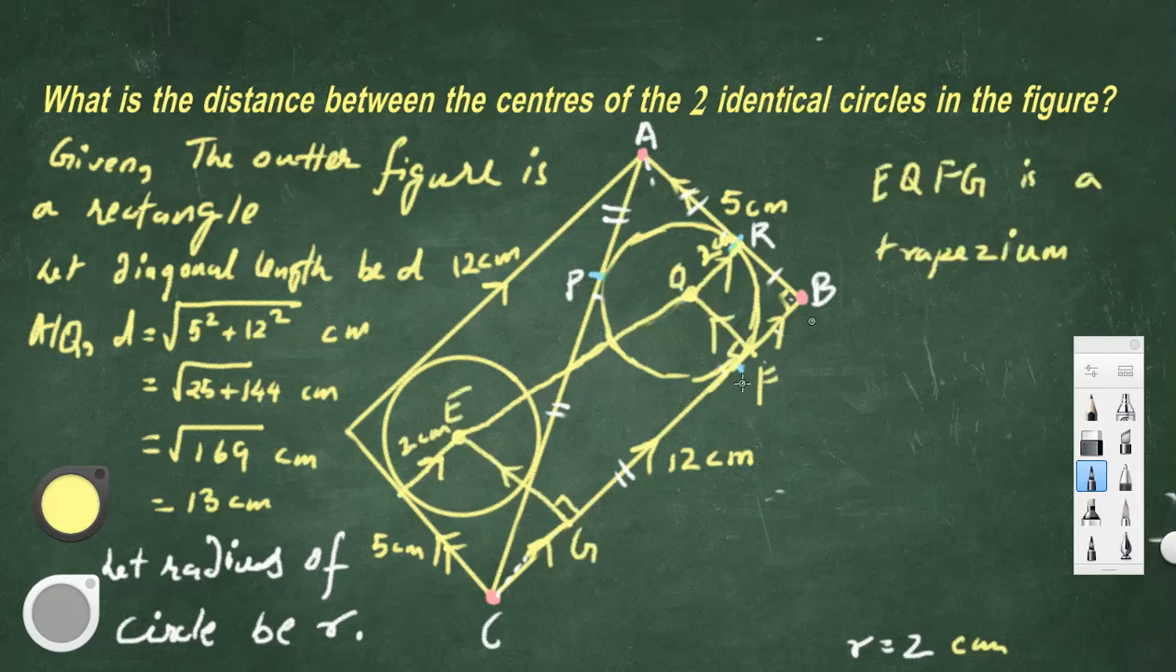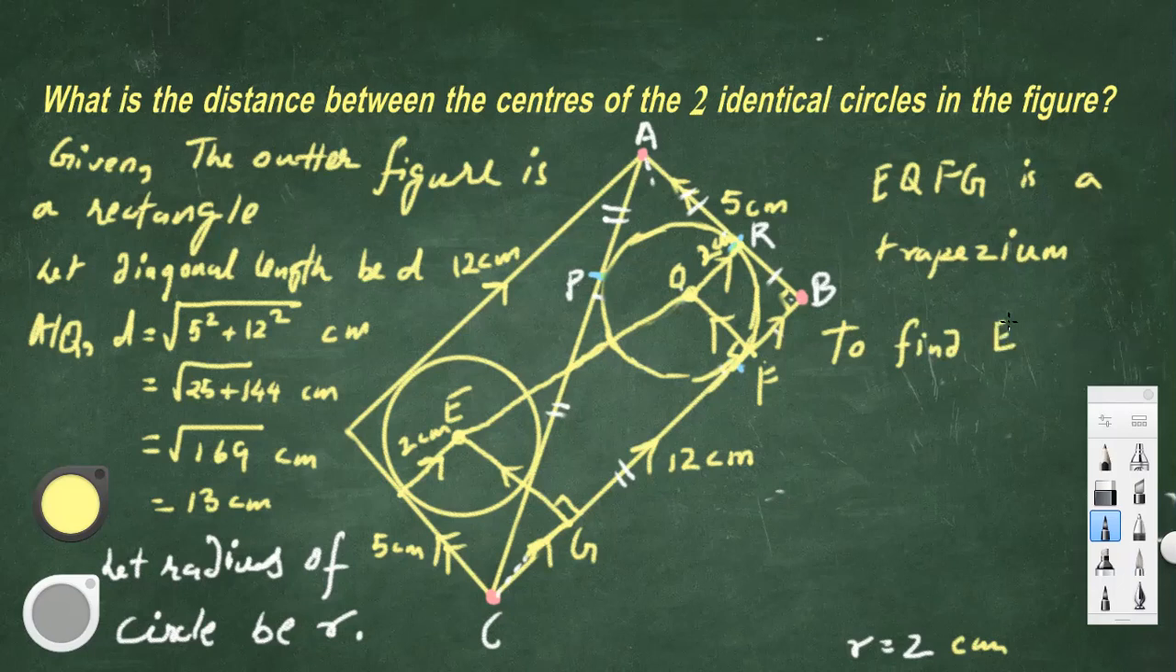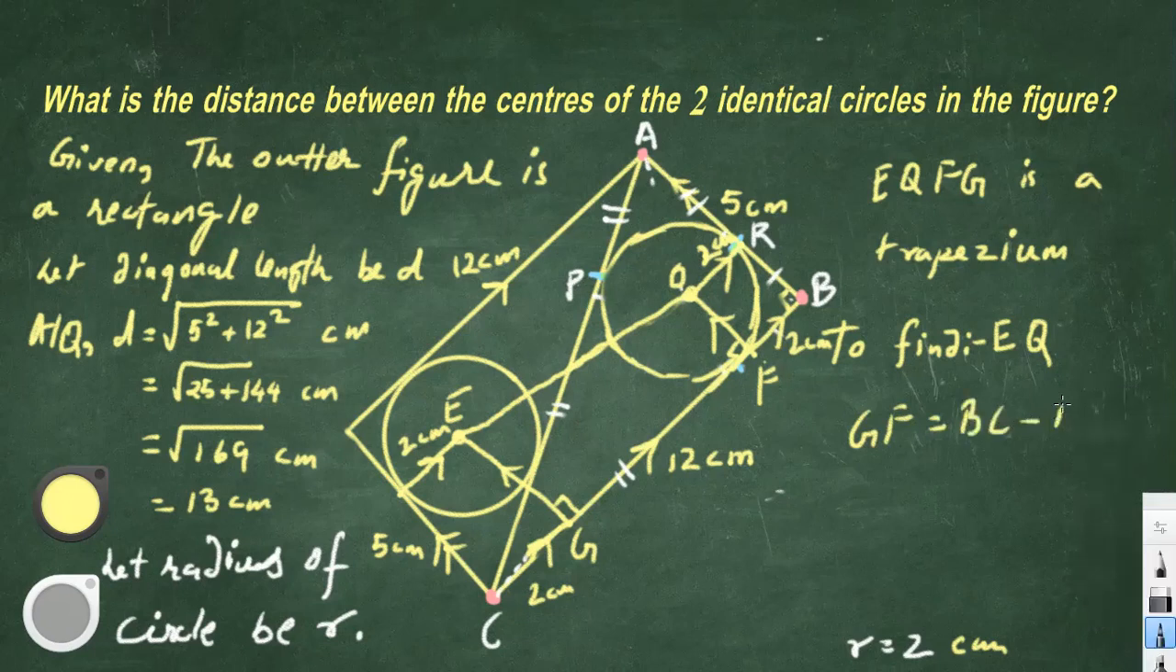Now in this trapezoid, according to our question, we have to find EQ, the length of EQ. So now, as you can see, CG is also going to be 2 centimeters, right? And RO is also going to be 2 centimeters. So GF is going to be how much? GF is equal to BC minus BF minus CG, right? BC equals 12 centimeters minus BF is twice and CG is twice. So this will be equal to 8 centimeters, right?